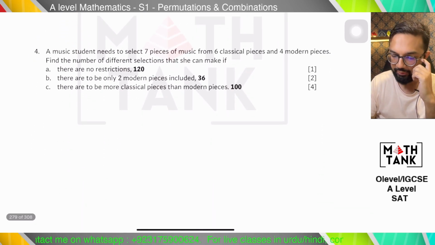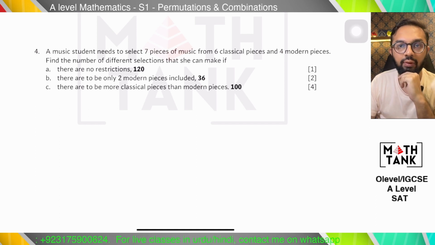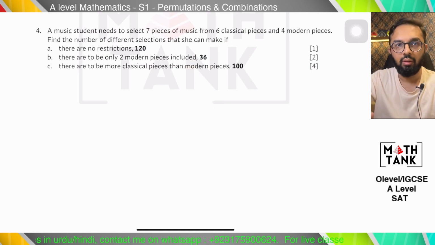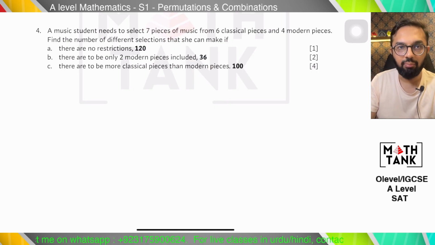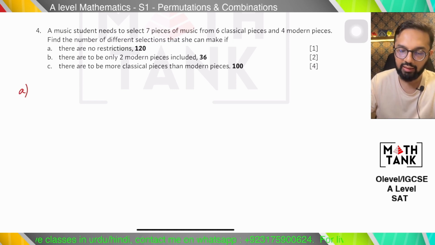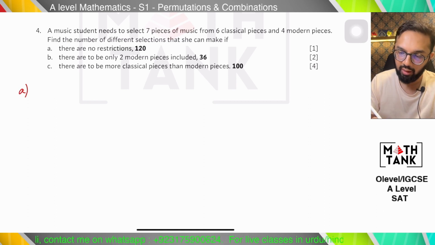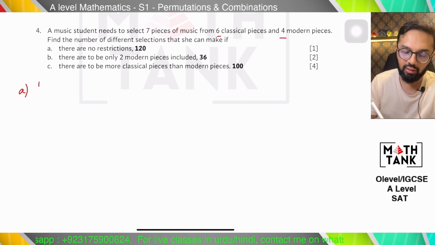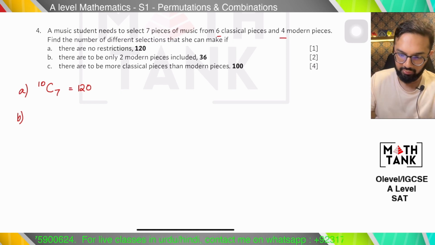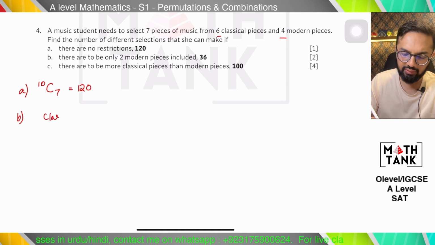It says the music student needs to select 7 pieces of music from 6 classical pieces and 4 modern pieces. Find the number of different selections that she can make if there are no restrictions. Again, when there are no restrictions, it's a simpler question. I can just say that I have 10 pieces together and I want to select 7 of them. So 10C7 gives me 120. Then there are to be only 2 modern pieces included. So classical and modern.